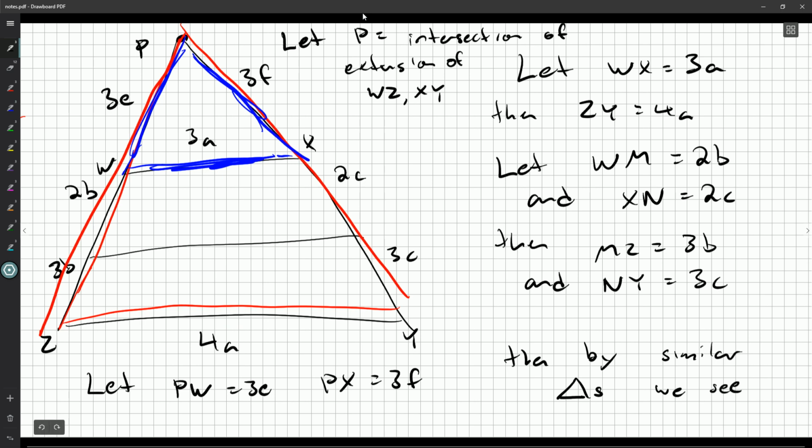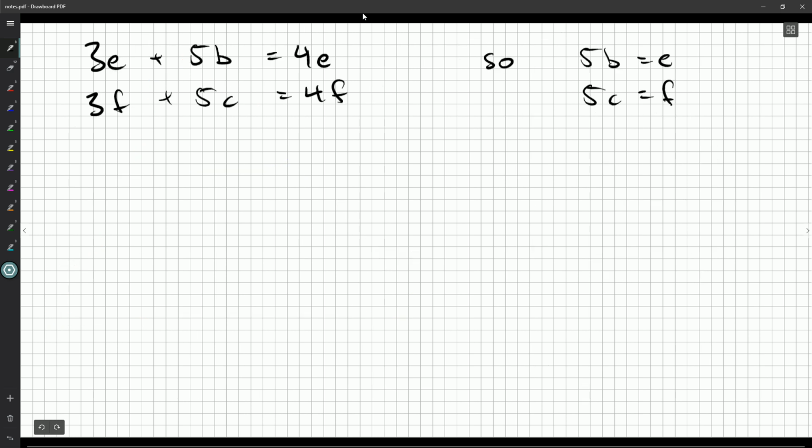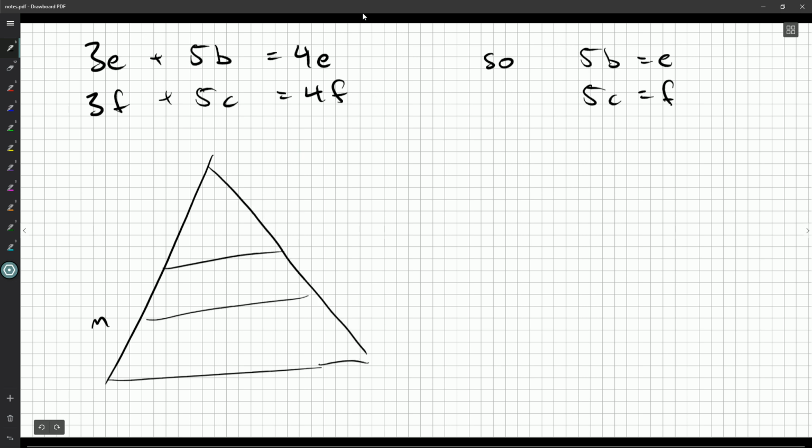But now I've figured out these sides in terms of E and F, well, in terms of B and C, really. What we want is MN to WX. So this is 2B, this is 2C. This is now 15, 3 times 5B, 15B, and 15C. This is still 3A.